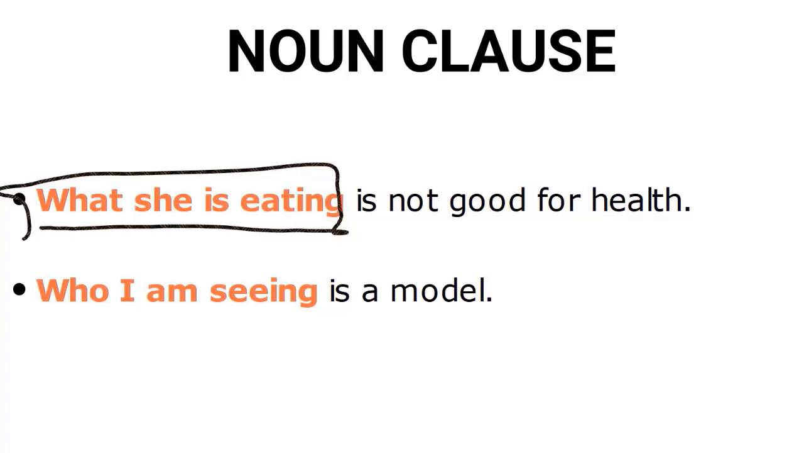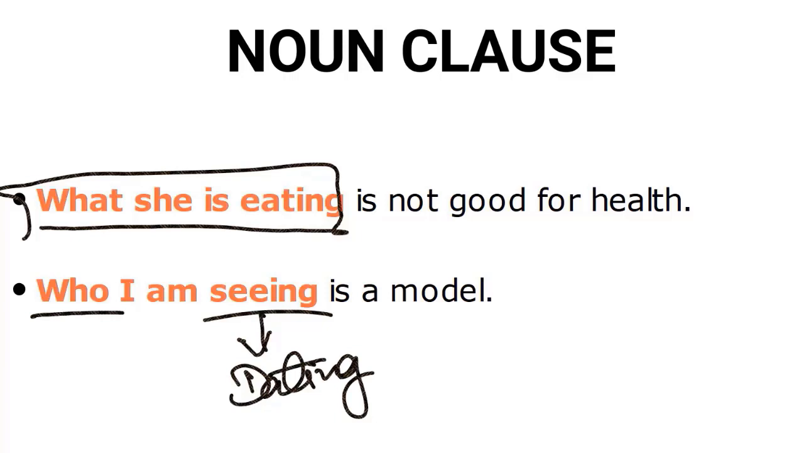Who I'm seeing is a model. Hey, I heard you're seeing somebody. Yeah, I am. Whom I'm seeing is a model. So seeing here means dating. All right? Right. Dating. So who I am seeing is the subject of the sentence. So a noun clause can also function as the subject of a sentence.